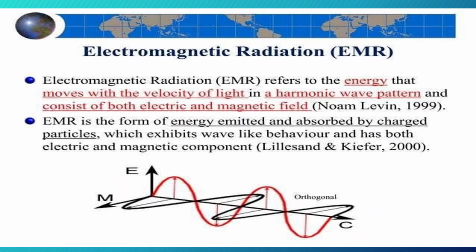This slide explains electromagnetic radiation, EMR. EMR is a form of energy that travels at the speed of light in a wave-like pattern. It consists of both electric and magnetic fields, which move perpendicular to each other. EMR is emitted and absorbed by charged particles and is the basic energy source detected by remote sensing sensors. The diagram shows how the electric field and magnetic field oscillate at right angles while moving forward through space.